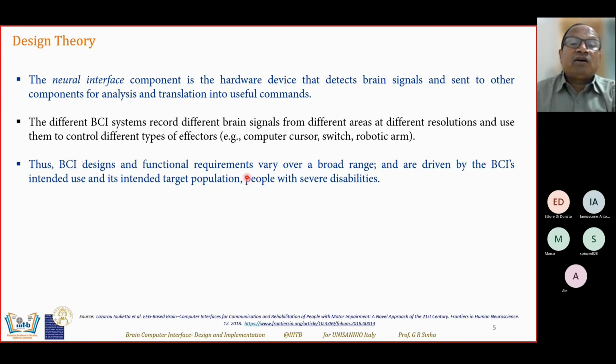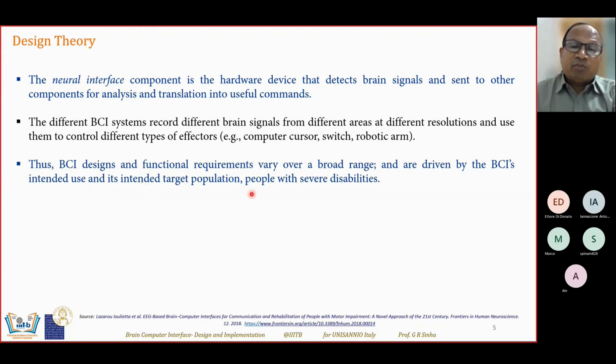Therefore, the BCI designs and functional requirements, the designs of different BCI systems and their requirements, will not be constant, will not be fixed. Why? Because of different brain signals, the area, the number of channels for different modalities, and different resolutions. Because of these, the designs are not fixed, they vary over a broad range, and they are actually driven by the BCI's intended use. The BCI design also depends on the user's intention. What does the user want to do with the BCI or from the BCI?